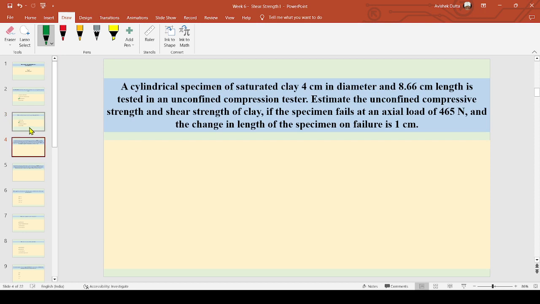A cylindrical specimen of saturated clay 4 cm in diameter and 8.66 cm length is tested in an unconfined compression tester. Estimate the unconfined compressive strength and shear strength of clay if the specimen fails at an axial load of 465 Newton and change in length of specimen is 1 cm. So now we have to first find out the initial area. A1 is equal to pi by 4 d square, pi by 4 into 4 square, that will give us approximately 12.56 centimeter square.